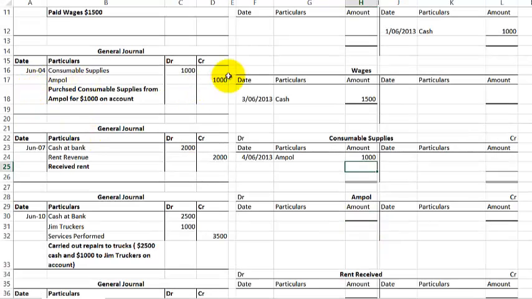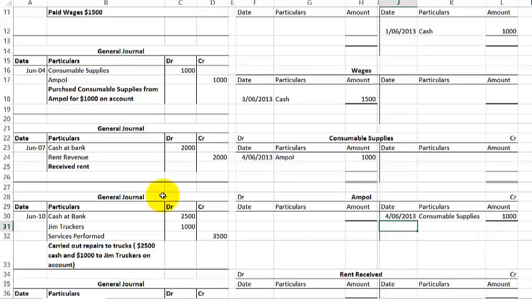Ampol is the next account that we've got to post to. It says a credit to Ampol. I'm going to put it on the credit side. It is the 4th. The particulars relates to consumable supplies, and it was for $1,000. Okay, it says check that one. Ampol credit was with consumable supplies on that side.